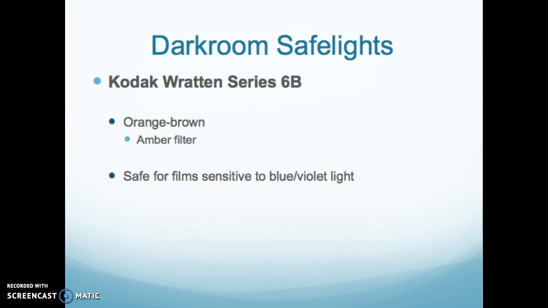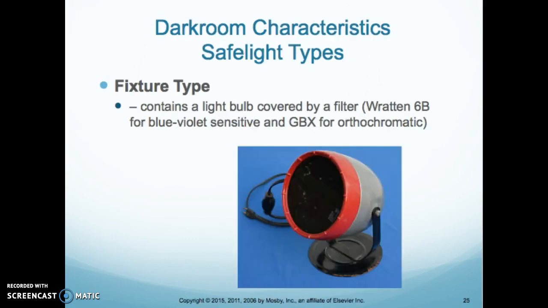The Kodak Series 6B, we call it the 6B. It's an orange-brown or amber filter. It's safe for the blue-violet film. This is what we have in our darkroom, and this is the most common safe light I've seen. It's a fixture type. You'll see it mounted up in our darkroom. Take a look at it.